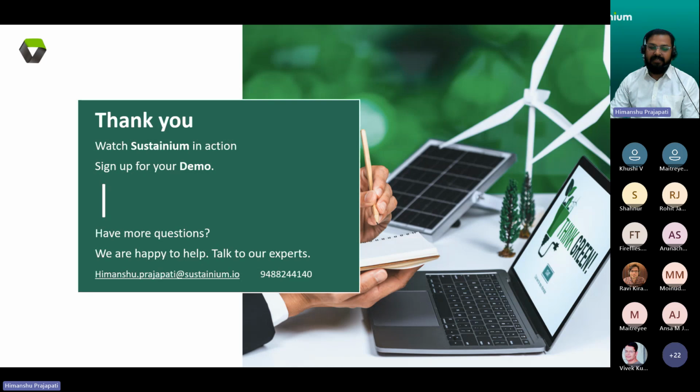I hope the session was useful for people who attended, to understand where to put in the scope 3 emissions, which category to use, and how to do the accounting. If people have any further questions, let's hear from them and try to close it as soon as possible.